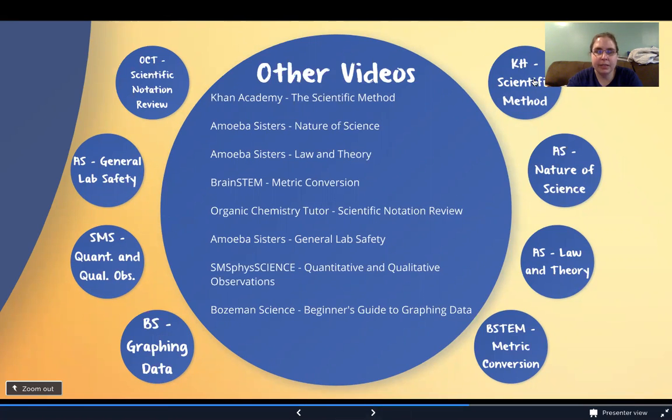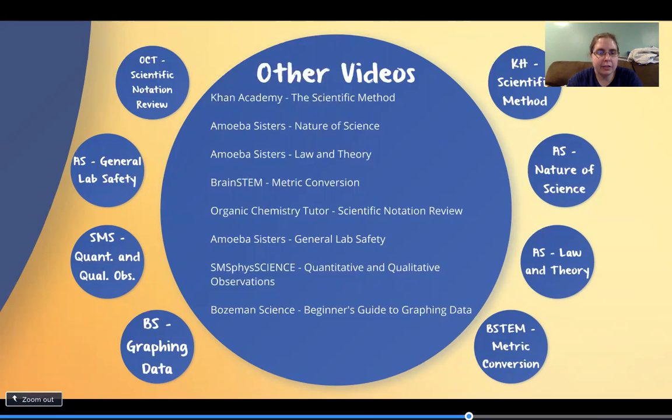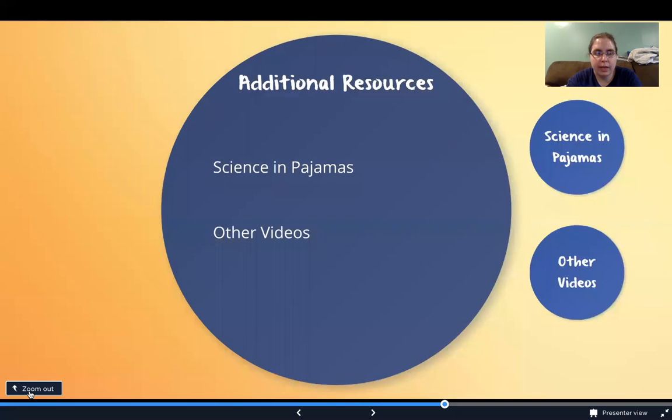There's a Khan Academy on scientific method, Amoeba Sisters on the nature of science, Amoeba Sisters on law and theory, Brainstem on metric conversions, Organic Chemistry Tutor on scientific notation, Amoeba Sisters on lab safety, SMS Phys Science on quantitative versus qualitative observations, and Bozeman Science Beginner's Guide to Graphing Data. Now, I'm not going to go through all these. I just wanted you to know about them so that you are able to have access to them.